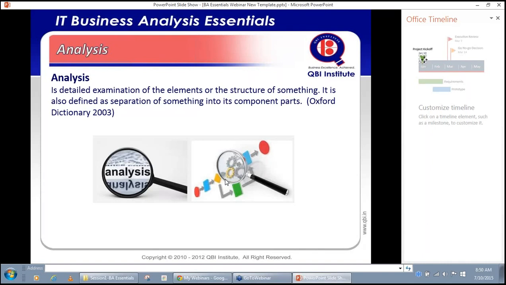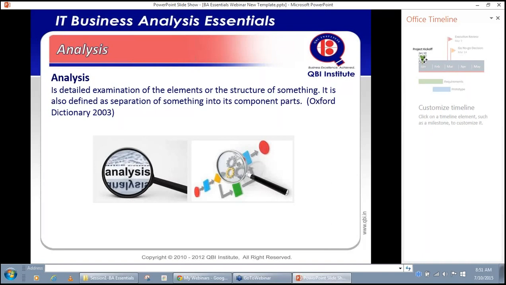Analysis. So let's focus on the word analysis. So have a look at this magnifying lens. So what we have done, we have put this magnifying lens on a given process. So what you see beneath the lens here is a business process. Analysis is the detailed examination of elements or the structure of something.